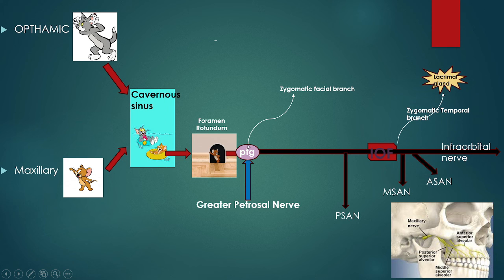Now, this trigeminal nerve, this maxillary nerve over here, gives a zygomaticofacial branch and further continues and gives the posterior superior alveolar nerve, and then enters the inferior orbital fissure, where it gives the infraorbital nerve, the anterior superior alveolar nerve and the middle superior alveolar nerve, along with the zygomaticotemporal branch, which supplies the lacrimal gland. So this was all about the ophthalmic and the maxillary branch. Yes, it was that simple.